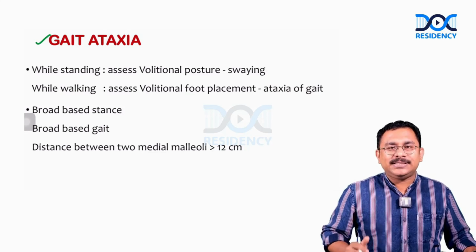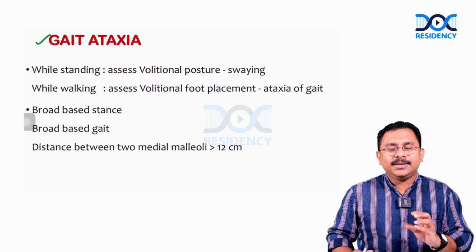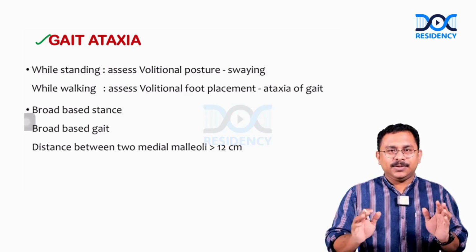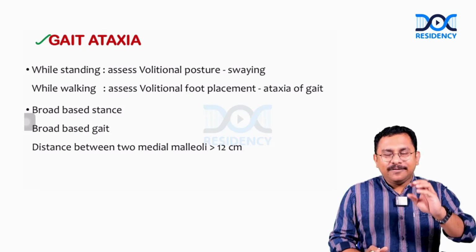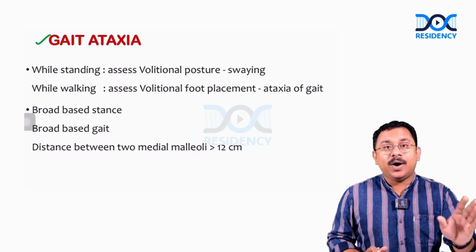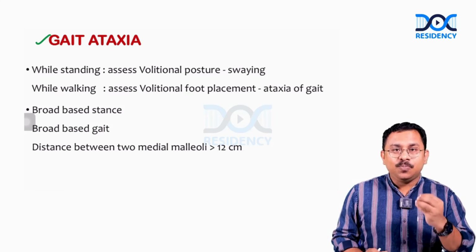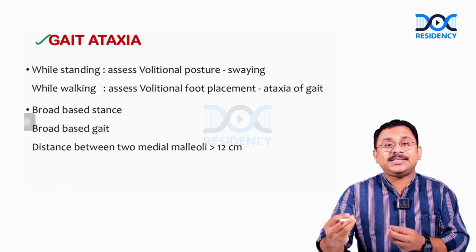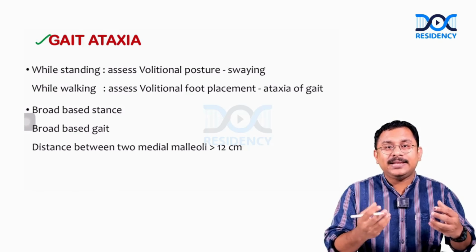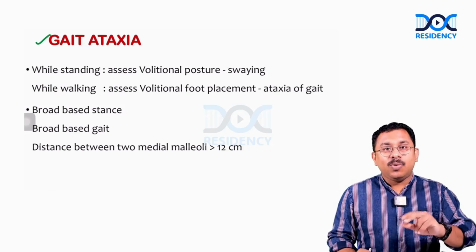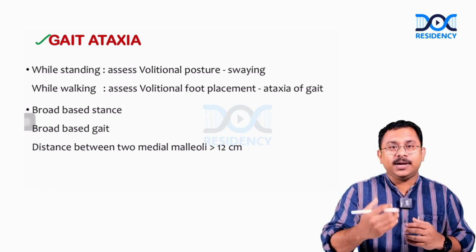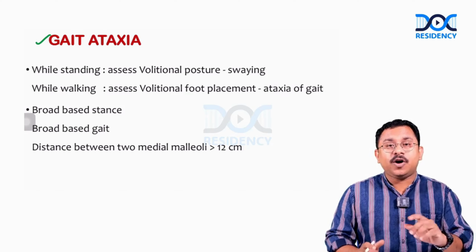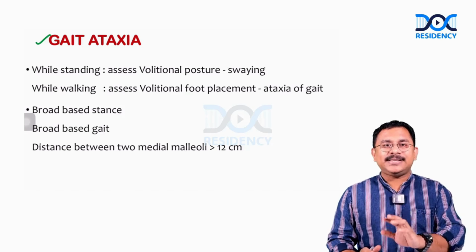Now, how do you assess this? The gait of the patient with suspected cerebellar dysfunction should be assessed. For the assessment, you first observe the patient, number one, while standing. While standing, you assess the volitional posture and see whether the patient is swaying or not. He may sway in that position. Number two, while walking, you assess the voluntary foot placement as well. And what will you look for? You will look for any sort of ataxia of gait.